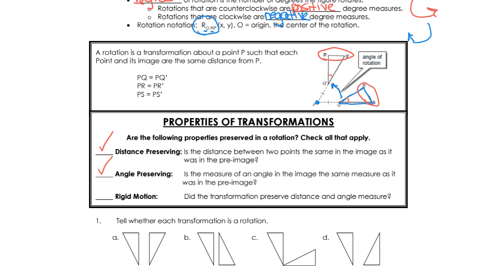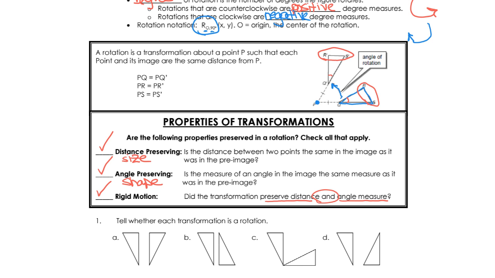And therefore, since both of them preserve distance and angle measure, then rotations are called rigid motions. You're doing a motion by turning, but the triangle is staying what they call rigid. It's staying the same size because the distance is being preserved, and it's staying the same shape, triangle, because the angles are being preserved. Okay.